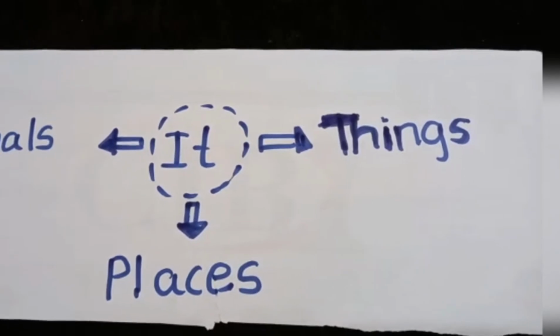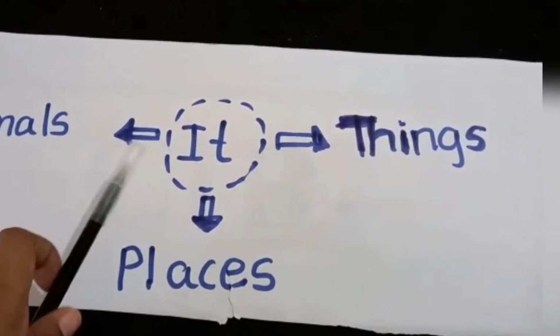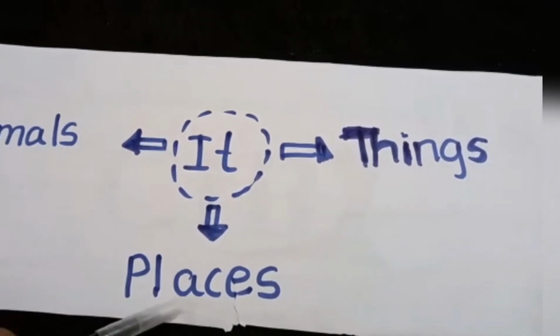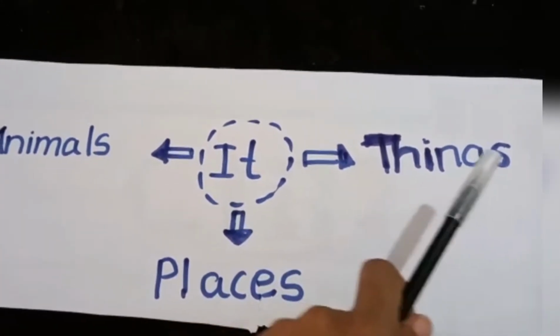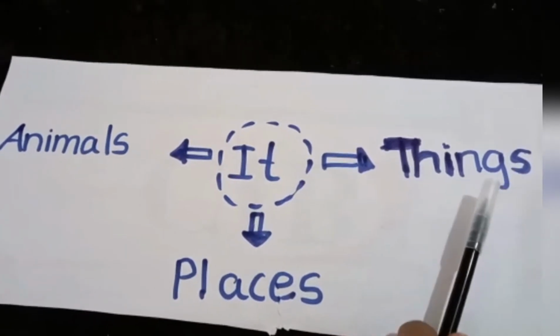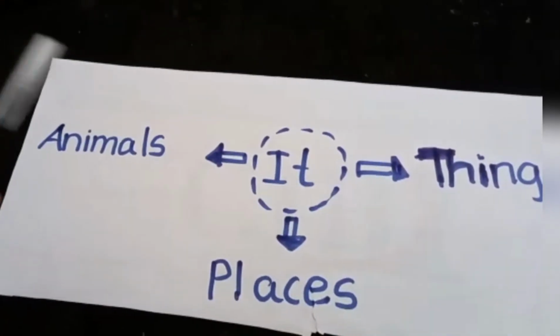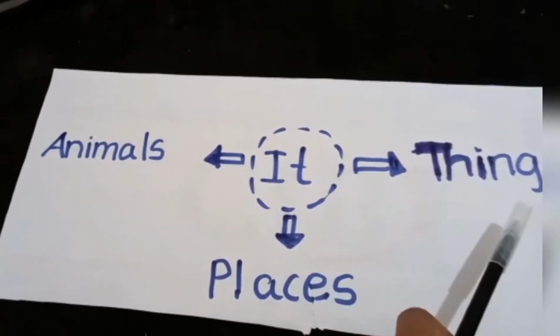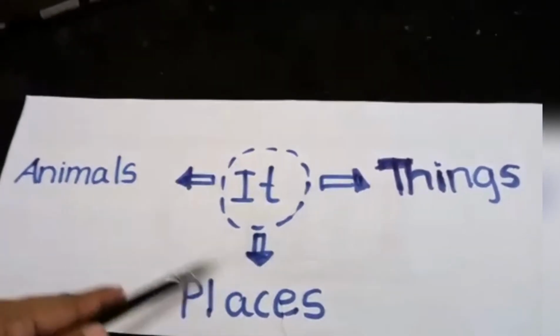Now let me tell you about it. As I told you, it indicates animals or places or objects or things. So when we talk about animals, places, or any objects or things, we will use the word it.